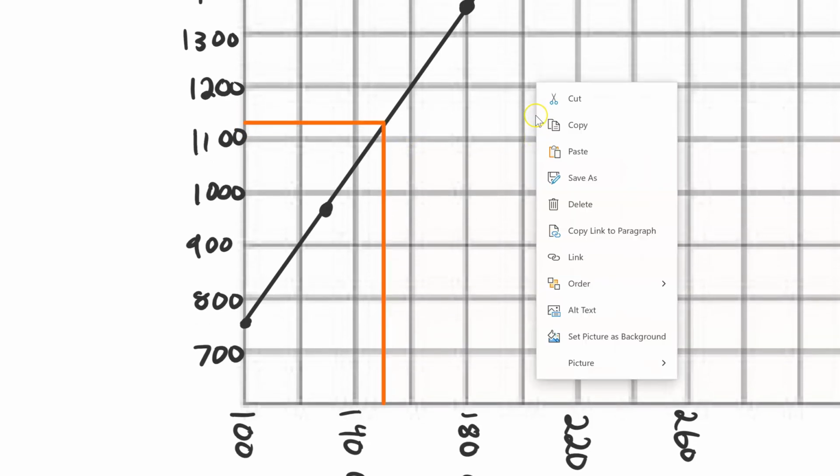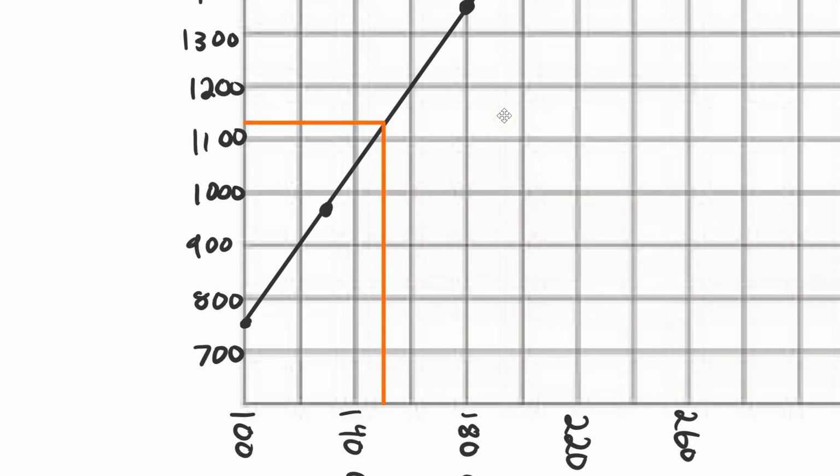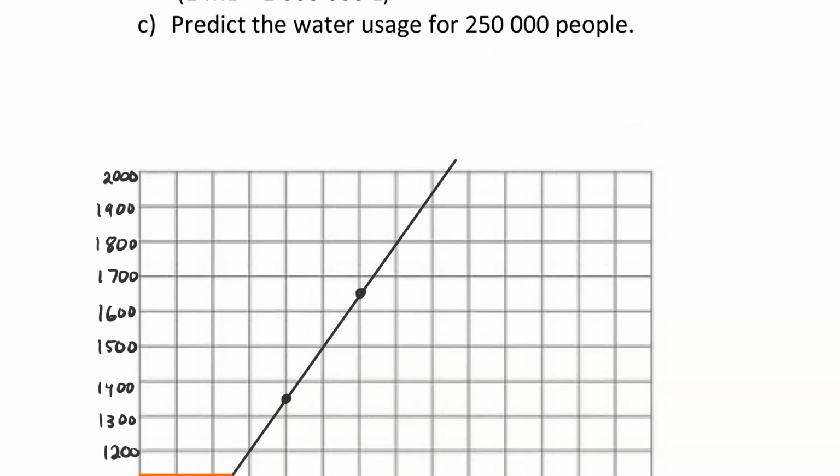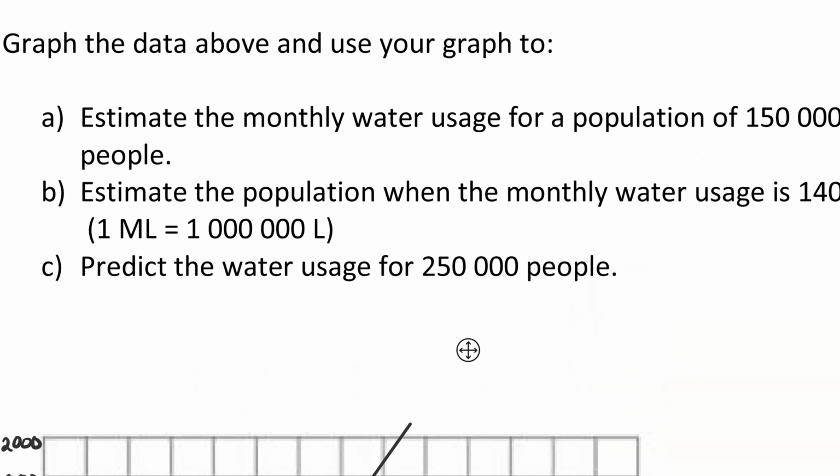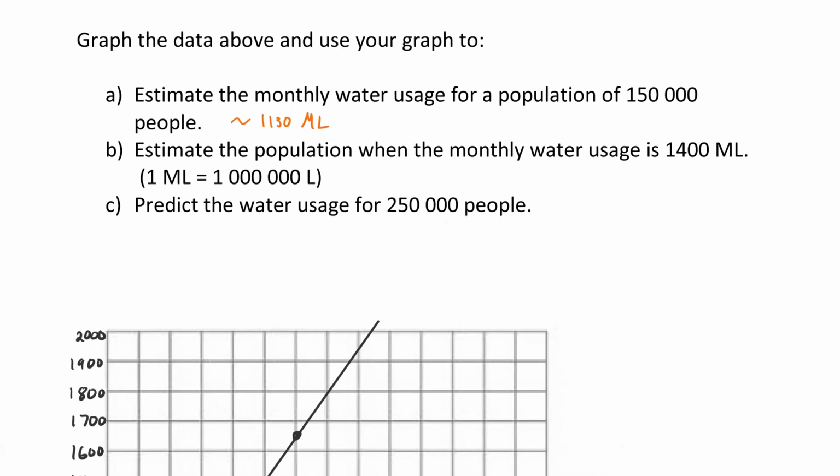Now, looking at that, I could say that we're approximately at 1,130. We're not quite in the middle, maybe 1,140. We're not quite in the middle, but we're really close to the middle. And again, it says to do an estimate. So when we did our estimate, we're at approximately 1,130 mL.